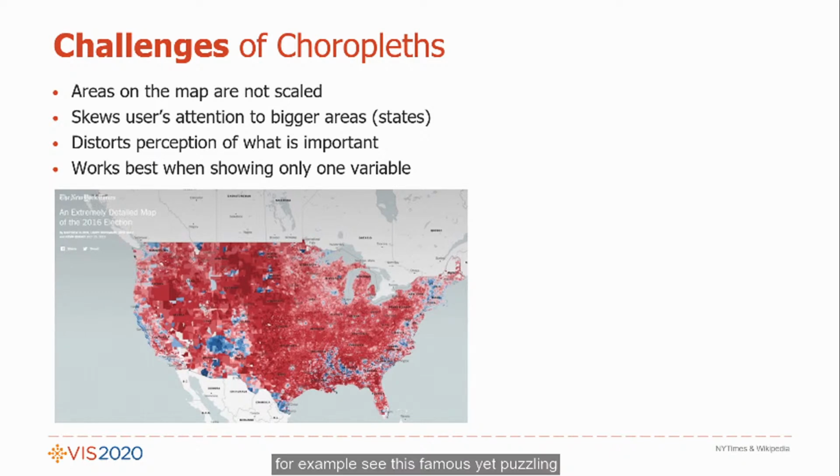For example, see this famous yet puzzling map of US 2016 voting patterns for the presidential election. By the looks of it, it appears the Republican support, which is in the shade of red, is at least 3 or 6 times that of the Democratic Party, which is in the shade of blue. It also appears large swathes of land in this part in the north seem to have the same importance as this portion of land on the right.